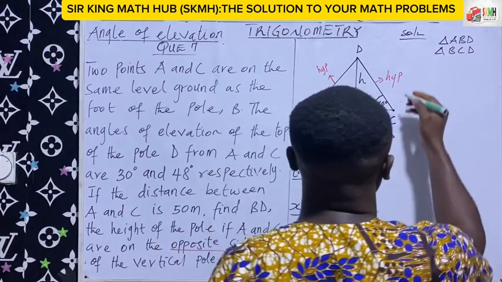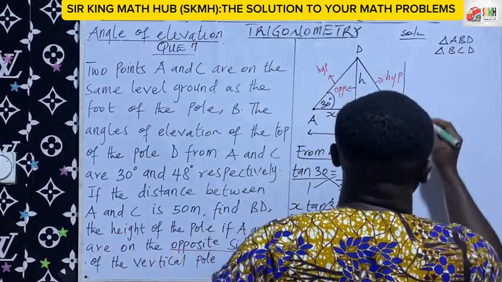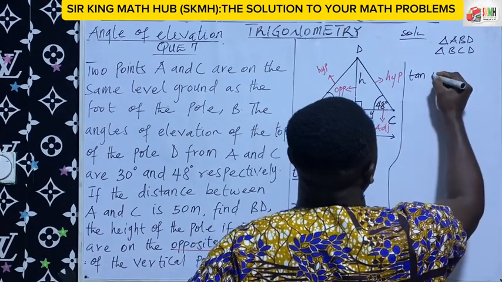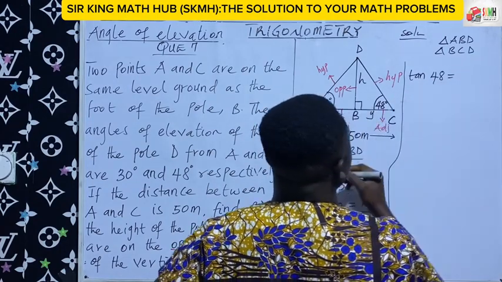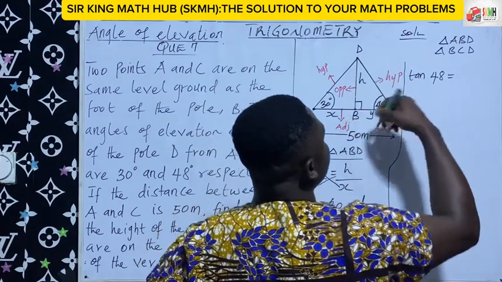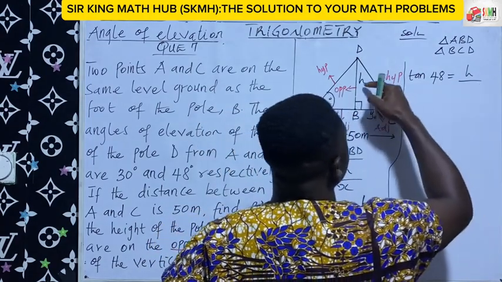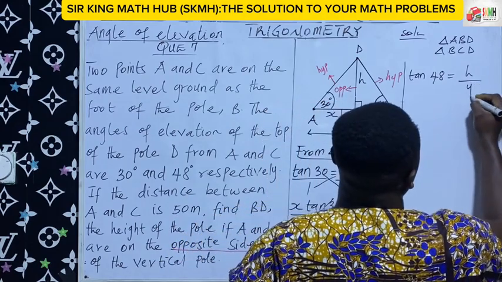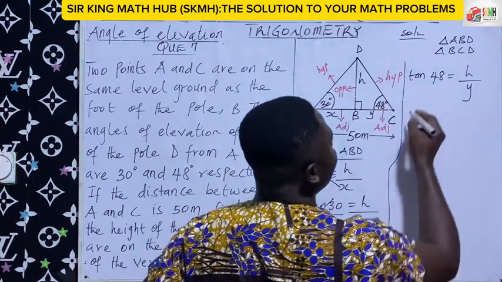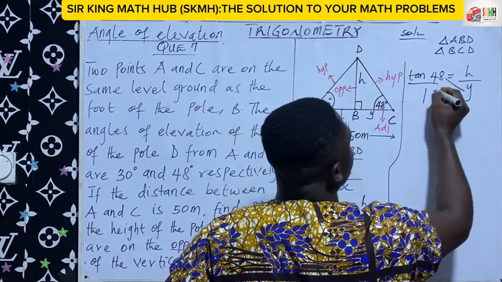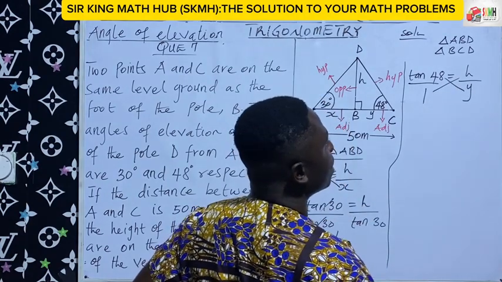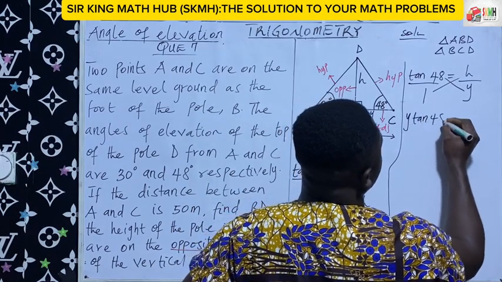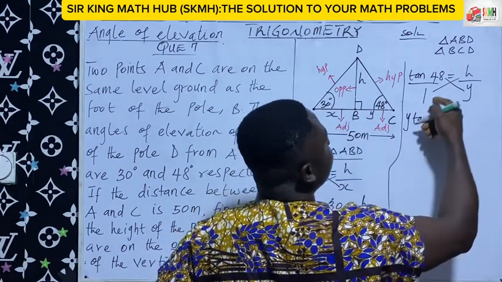And what does TOA say? TOA says that the tan of the acute angle here, 48, must be equal to the length of the opposite. The length of the opposite from this triangle is h divided by the length of the adjacent, which is y. So tan 48 is the same as tan 48 over 1. We can cross multiply. Y times tan 48, Y tan 48 is equal to 1 times h.